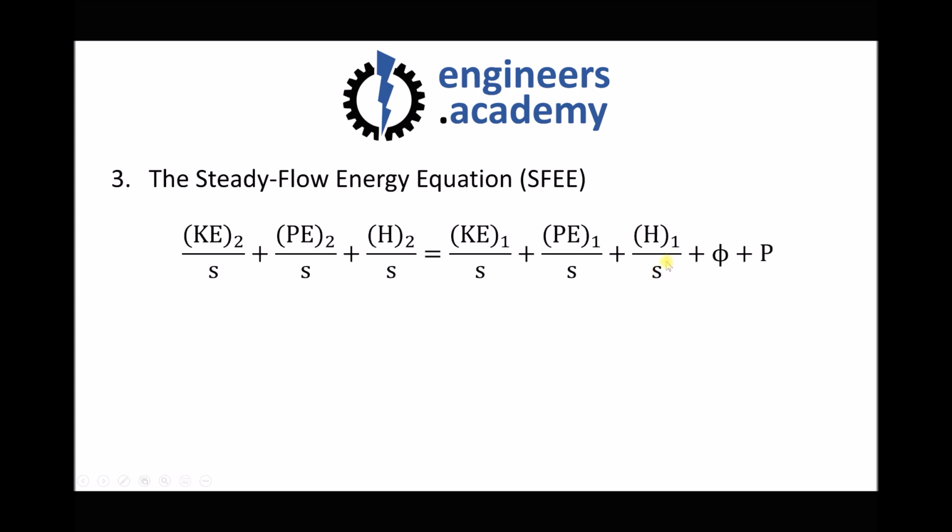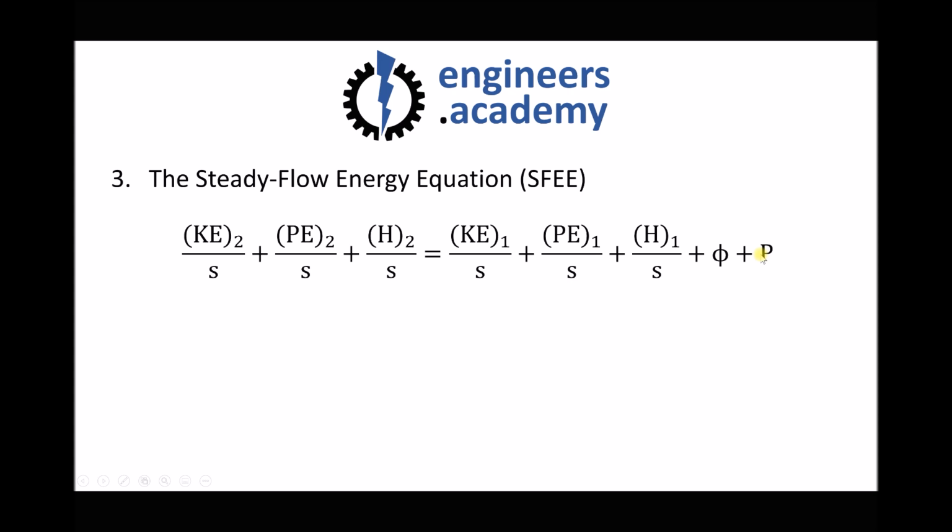Now, sticking with our convention then, we also have heat going into the system, and we have power going into the system. This symbol here, phi, represents rate of heat transfer into the system, and P is mechanical power or rate of work being done on the system. So we could have replaced this with Q over s for heat energy per second and W over s for work done per second. But the symbols phi and P are more typically used.